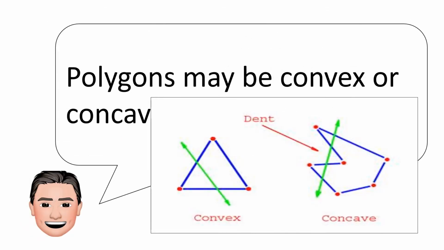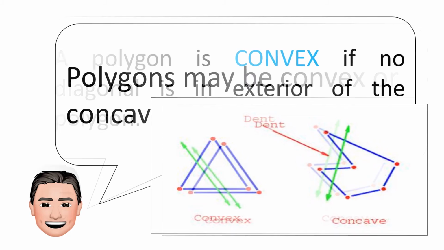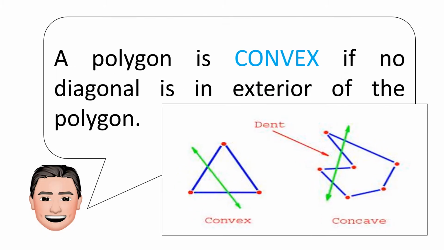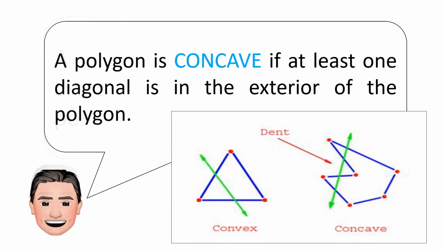Polygons may be convex or concave. A polygon is convex if no diagonal is in the exterior of the polygon. A polygon is concave if at least one diagonal is in the exterior of the polygon.